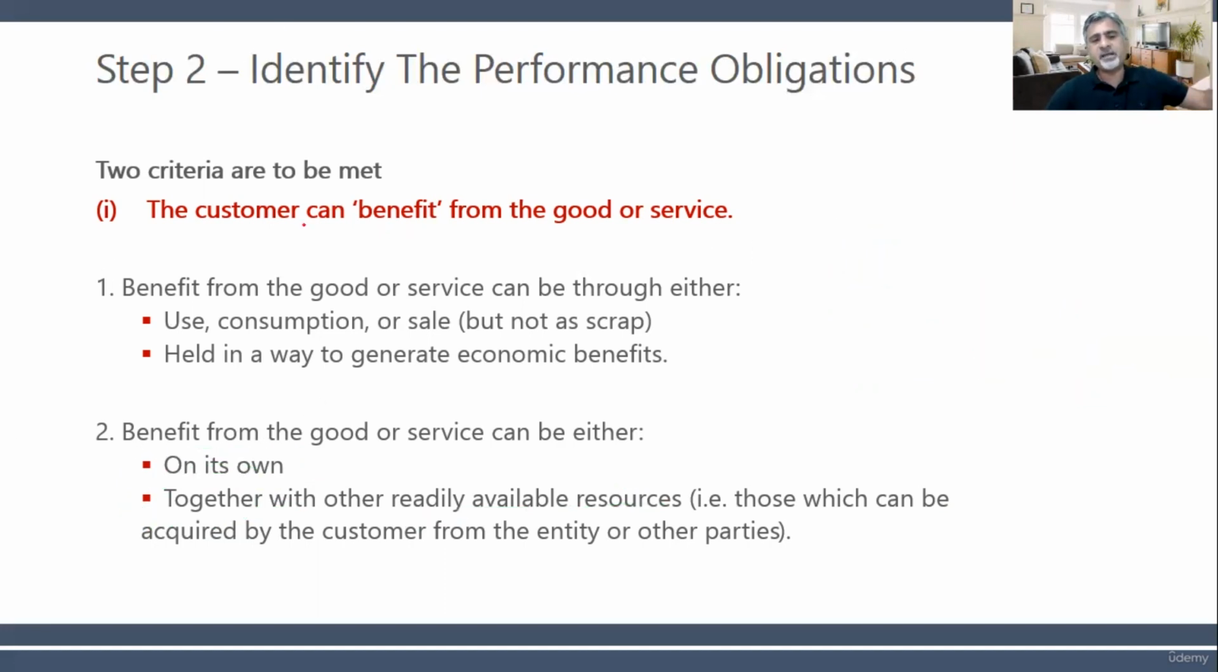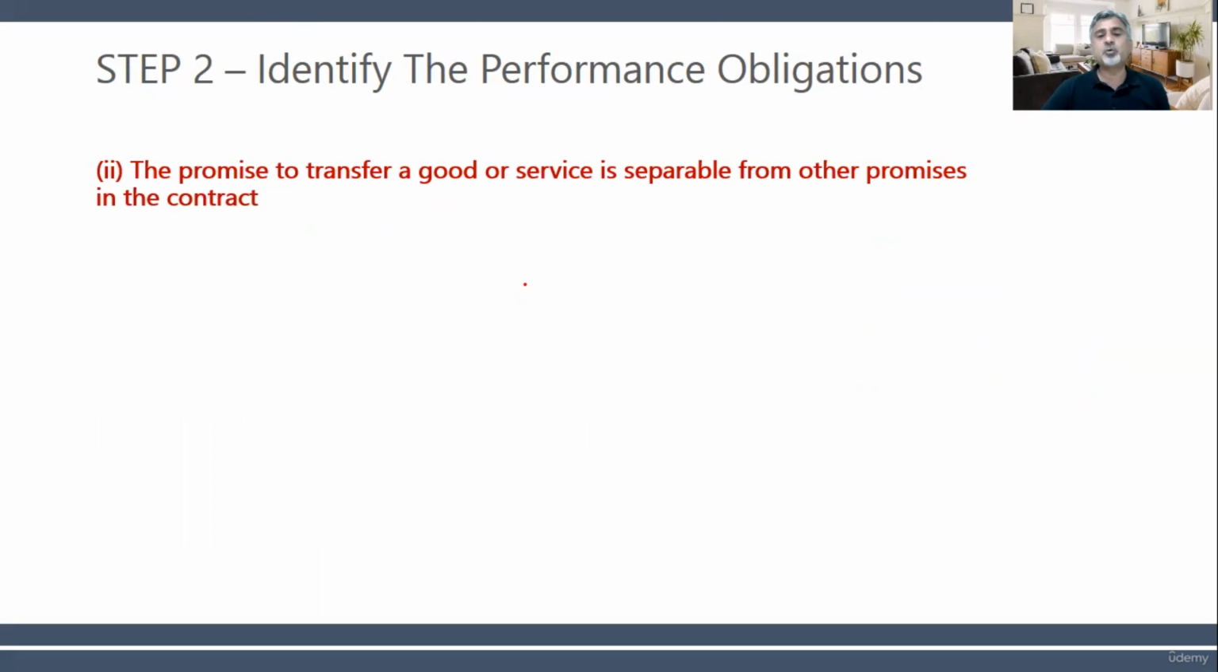So under first criteria, there should be benefit. Benefit has conditions: use, consume, sell, or hold. And it could be independent or it could be dependent benefit. The second criteria there, the promise to transfer a good or service is separable from other promises in the contract. Like it could be separable. It's a distinct thing. Like, fencing is a separate activity. Digging the foundation is a separate activity. Electricity is a separate activity.